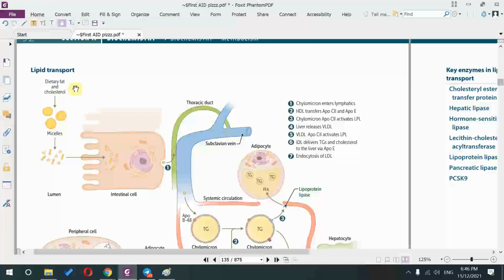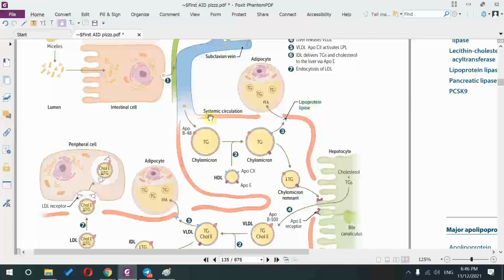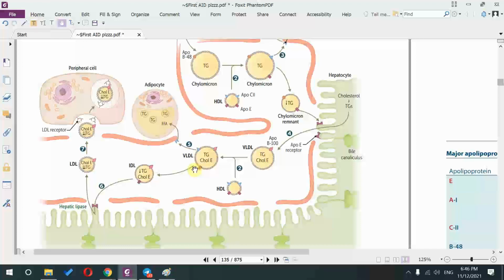Thoracic duct, you must know exactly where it drains. It goes to your left subclavian vein, not the right one. The left subclavian vein. After that, it goes to your systemic circulation, obviously. Long story short, in the end, you have formation of what? LDL, which likes to go from where to where? From the liver to the peripheral tissue. HDL likes to go from the peripheral tissue to the liver.